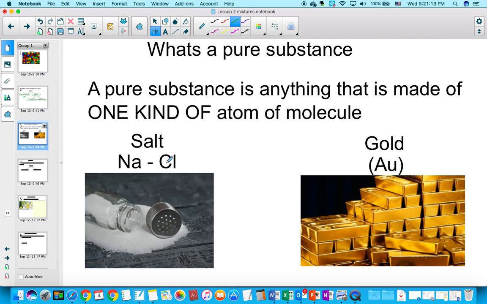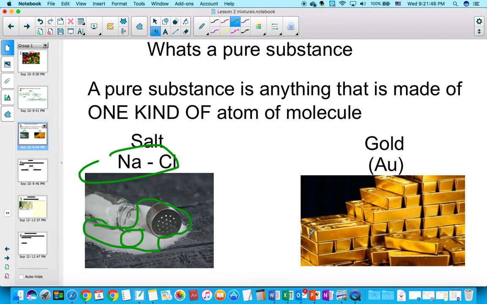So, pure substance. A pure substance is anything that is made up of one kind of atom or molecule. So again, our salt example. All of this salt is just NaCl. Yes, two different types of atoms, but they're connected in a molecule, NaCl molecules. And these molecules make up all of this salt. So it's a pure substance because it's only salt.